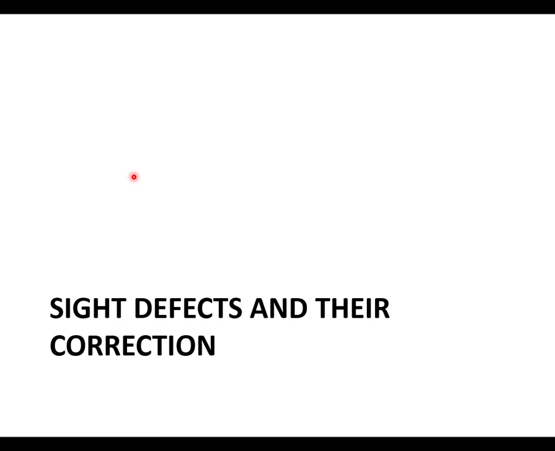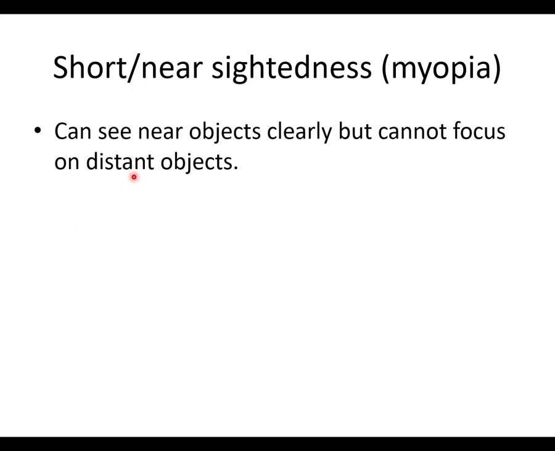Right, sight defects and their corrections. So sometimes we're not very good at focusing our image exactly on the back of the retina. Sometimes what happens is the image is focused either in front of the retina or behind the retina. So we're going to have a look at, first of all, what we call short-sightedness, or nearsightedness, you might see it referred to, or myopia, to give it its proper term.